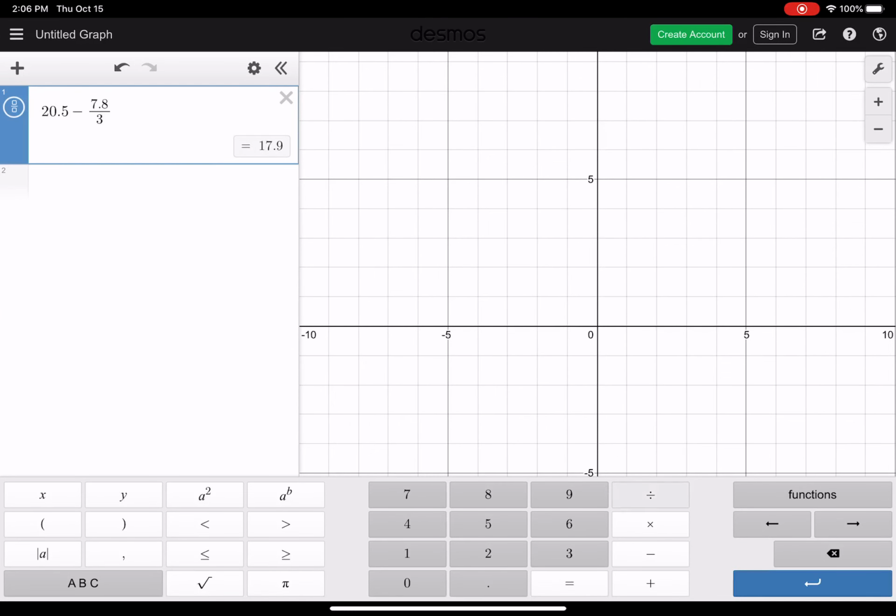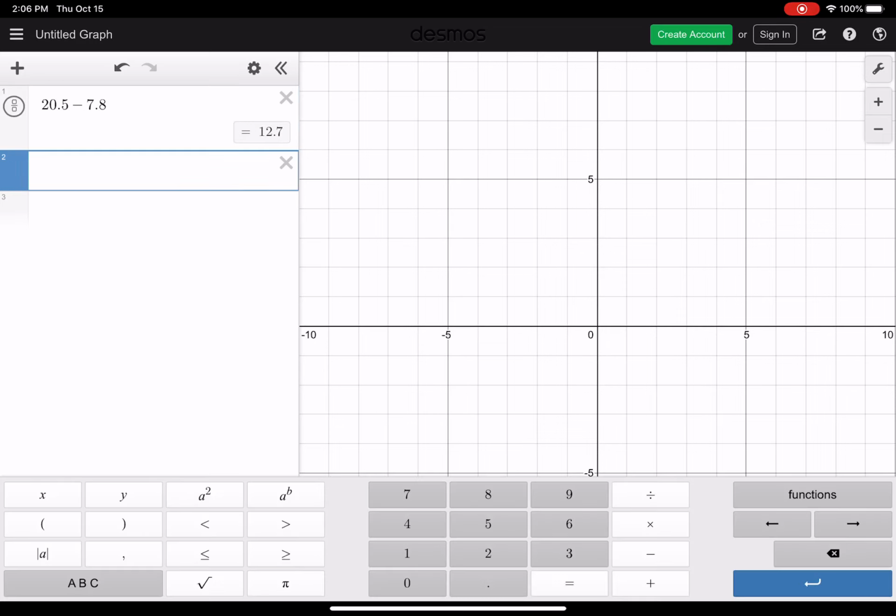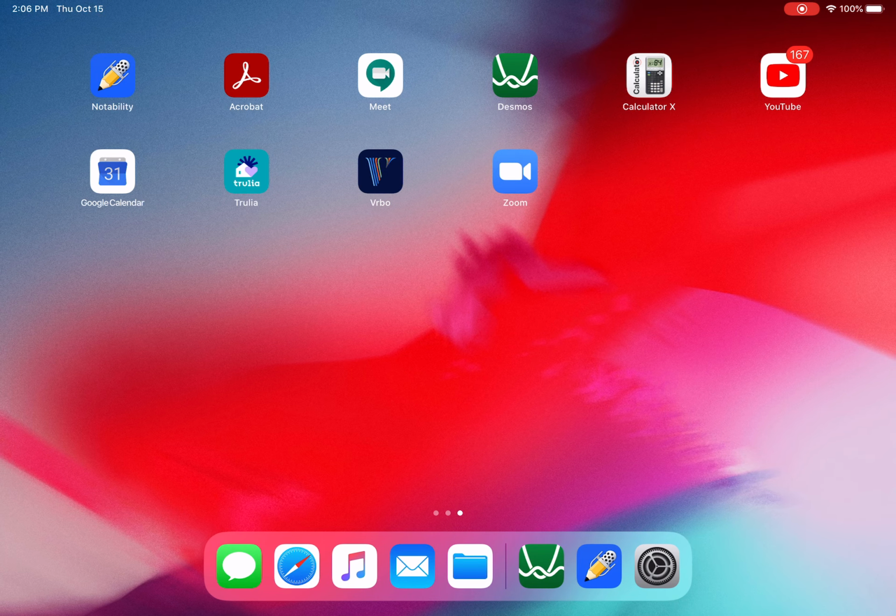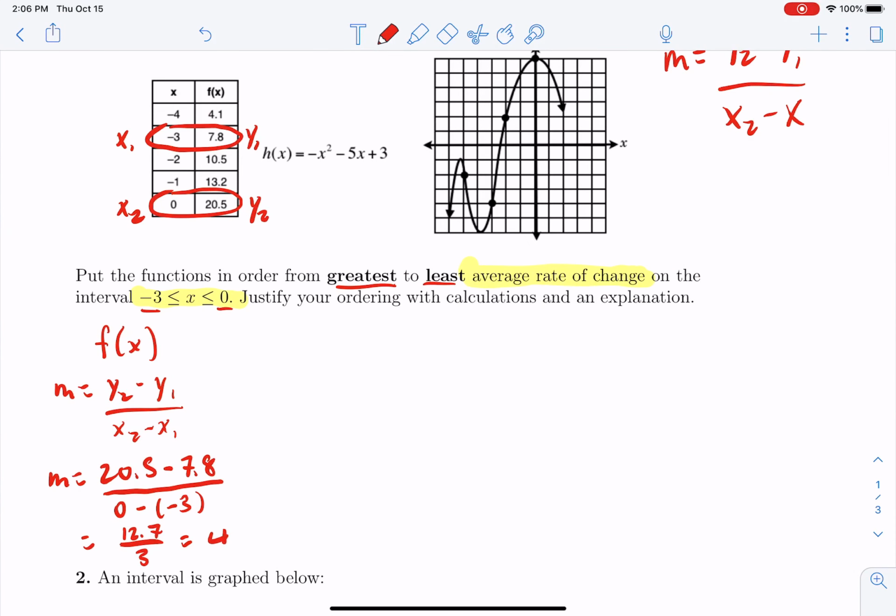Okay, so 12.7 divided by 3, and I get 4.23 repeating. Okay, so my average rate of change for f of x on that interval is 4.23 repeating.